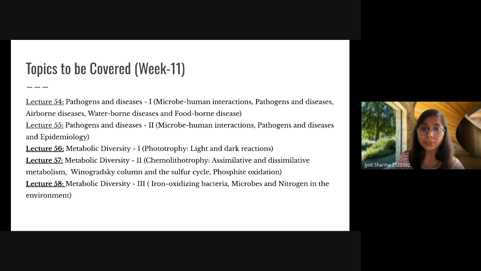Then we will talk about chemolithotrophy. The organism may be autotrophic in nature, but instead of taking inorganic matter, they can take chemicals, for example sulfur. We will talk about this as well. And then some different specialized bacteria, for example iron-oxidizing bacteria, some microbes, and how the nitrogen cycle is balanced or maintained by the microorganisms. We will try to discuss all these things using MCQs.